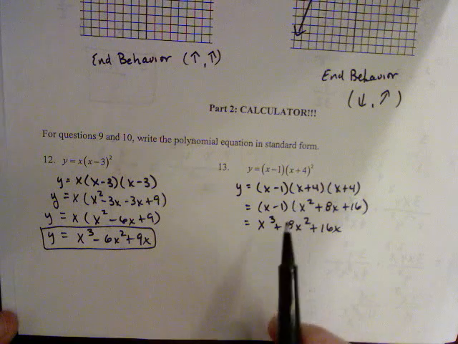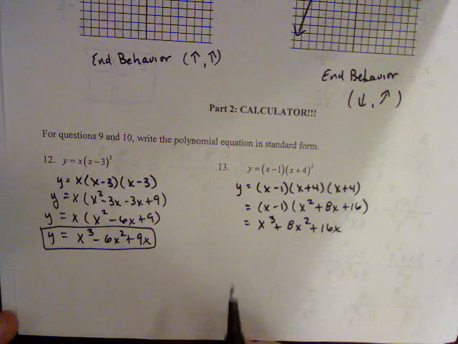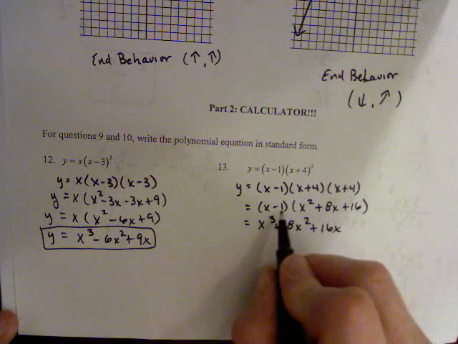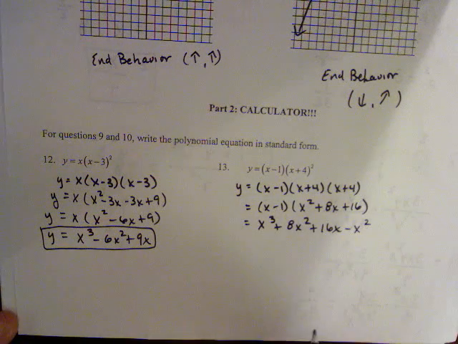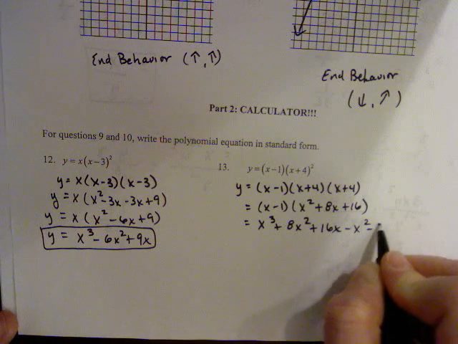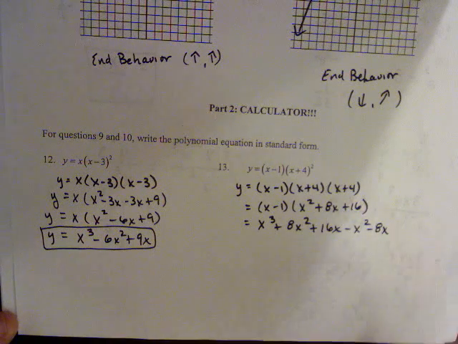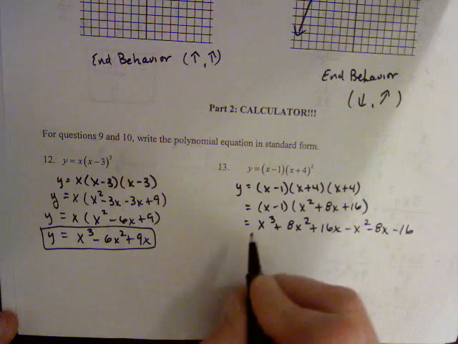Now we'll continue and distribute the negative 1 through every term in the second polynomial. Negative 1 times x squared is negative x squared. Negative 1 times 8x is negative 8x. And negative 1 times 16 is negative 16.